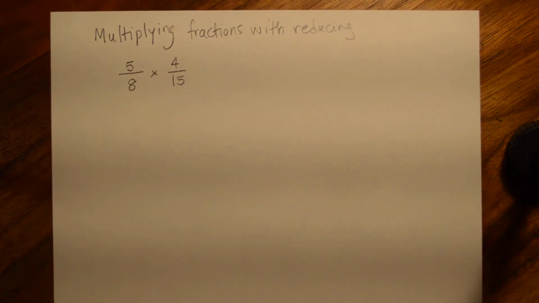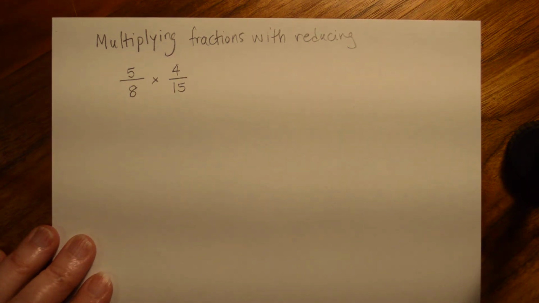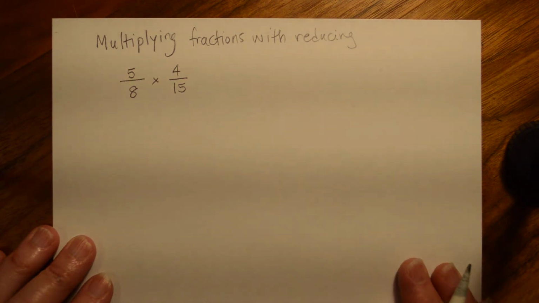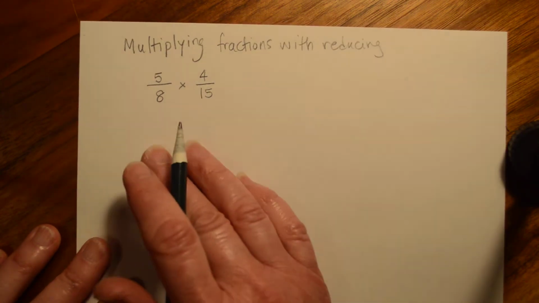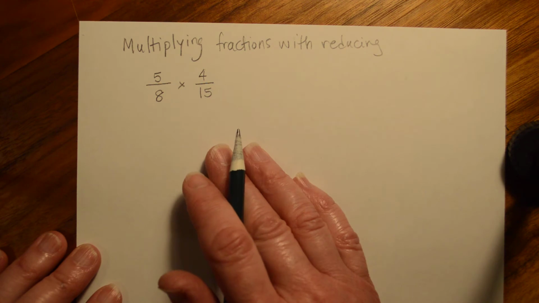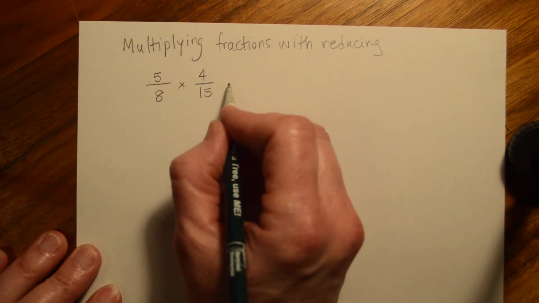Hi guys. Today I would like us to talk about multiplying fractions with reducing. So far we've learned how to multiply fractions, and you've always known how to reduce, well, since last year. But what I want us to talk about is another way to do the reducing to make it a little bit easier for you. So I'm going to do this problem first, just with the way we know how to do multiplying right now and the way we know how to do reducing. And then I want to show you an easier way to do it.